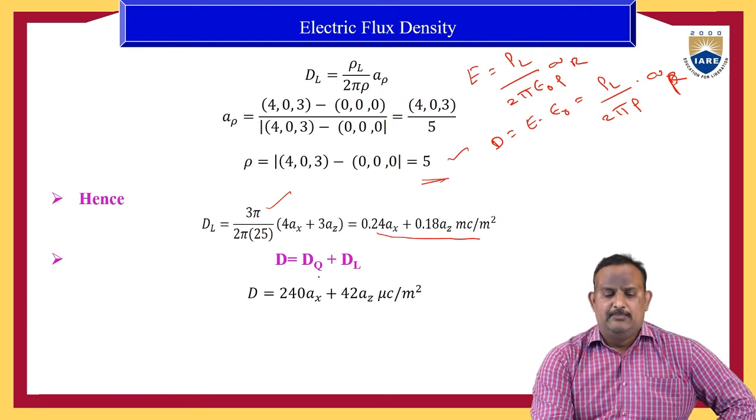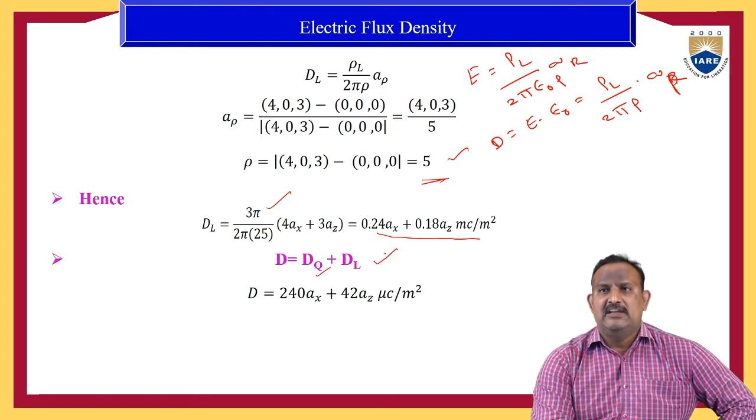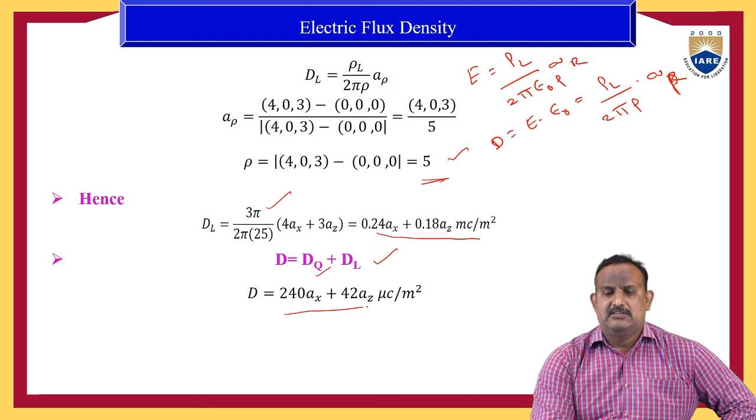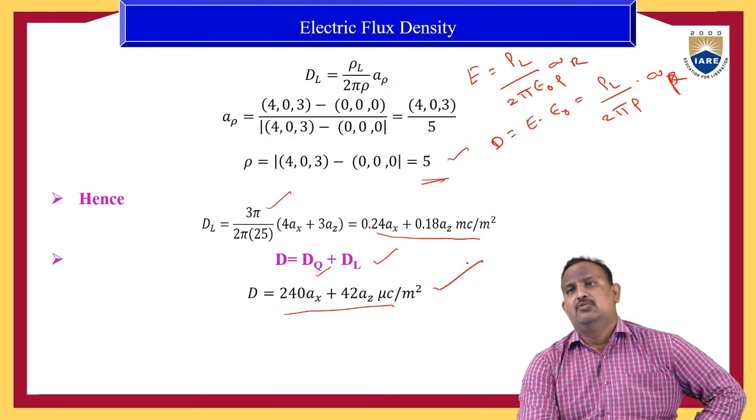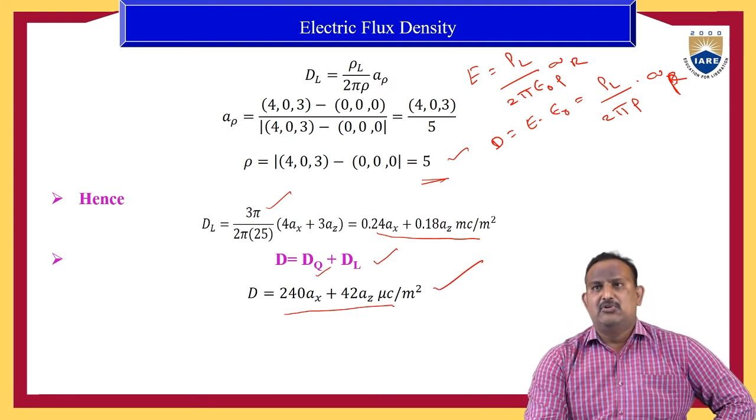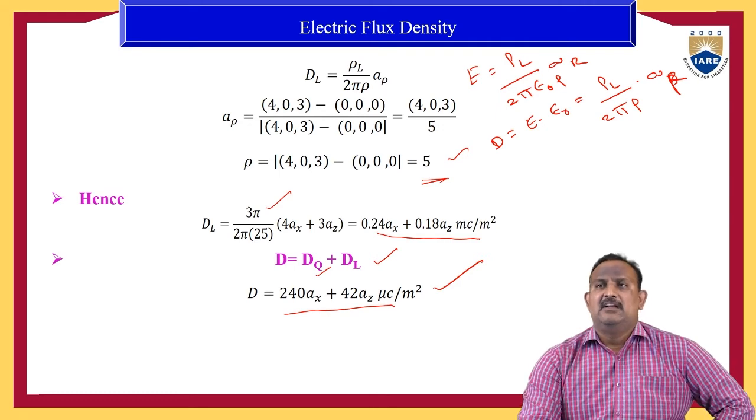If we add the electric flux density of the point charge and the electric flux density of the line charge, the total answer will be like this in micro coulombs per meter square. So this is about the electric flux density and a small example on it.